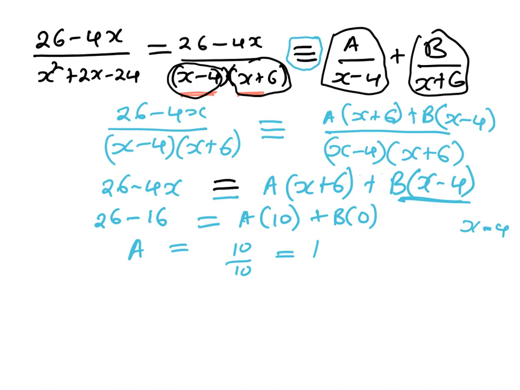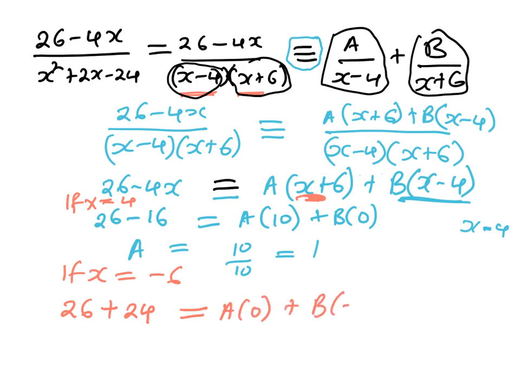Next we look for another x value which makes this bracket 0. Here we substituted x equal to 4. Now if x equals negative 6, we have 26 plus 24, which is equivalent to A into 0 plus B into minus 10. So 26 plus 24 is 50. 50 is equal to minus 10B, implying that B is equal to negative 5. From that we go back and make a substitution.